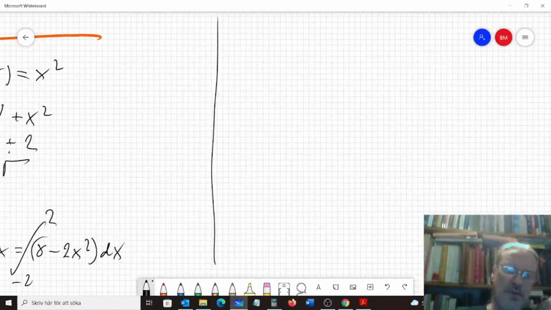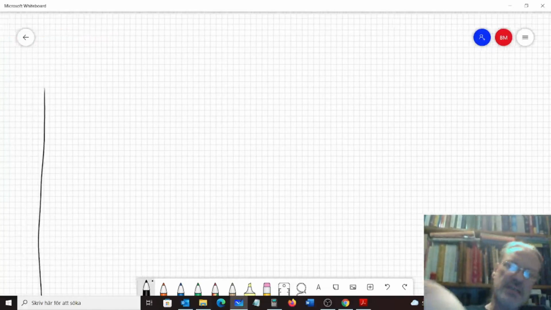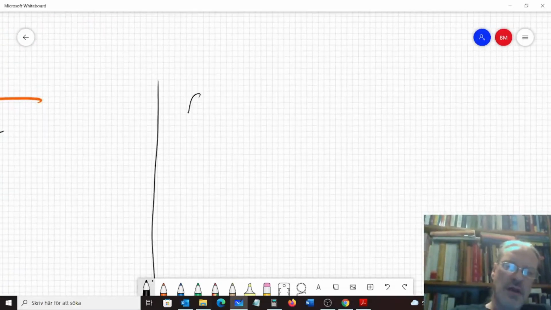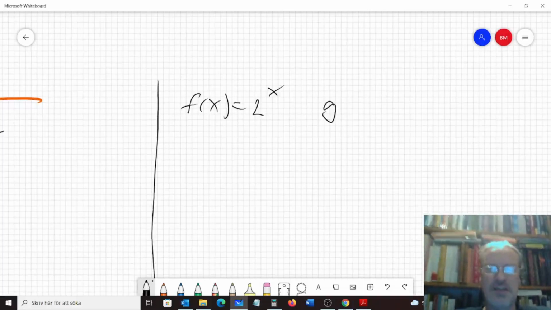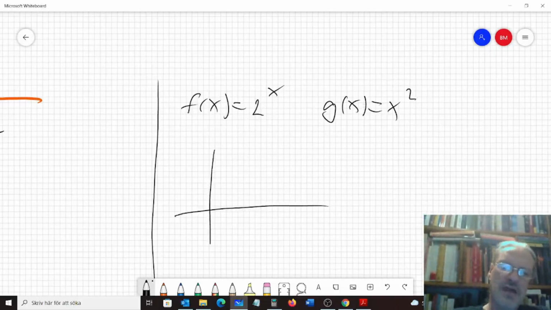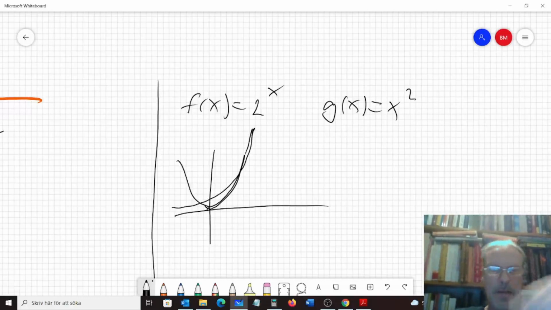Okay, then we should look at yet another example, but here we need to use the calculator. Say we have the two functions f of x equals 2 to the power of x, and g of x equals x squared. Let's try to graph that. We know the x squared curve looks something like this, right? And the 2 to the power of x looks something like this, and they will cross each other again here.